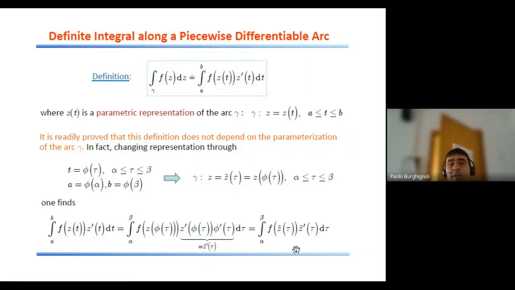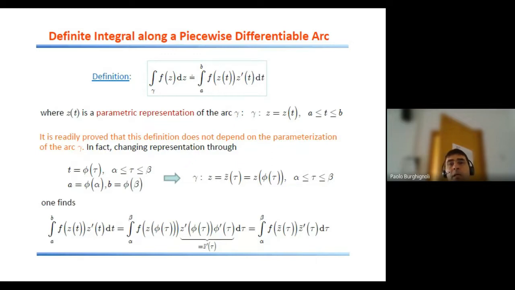Okay. And so what you obtain, at the bottom right of this slide, is an expression in terms of the new parameter tau, which you can compare with the expression in the box above. That's exactly the same. So the form of this integral is exactly the same. So this means that the number that you obtain with this integration process does not depend on the way you chose to represent your piecewise differentiable arc.